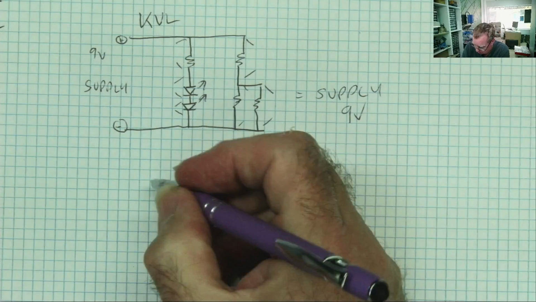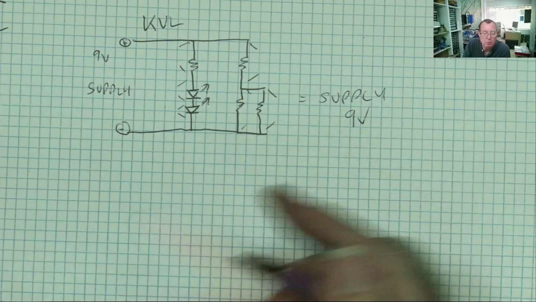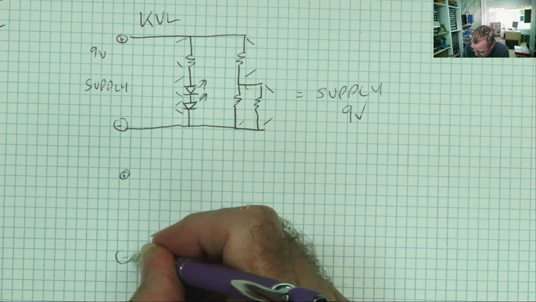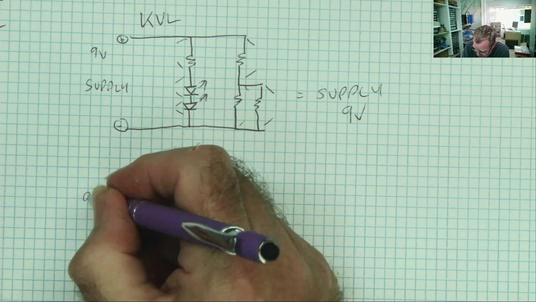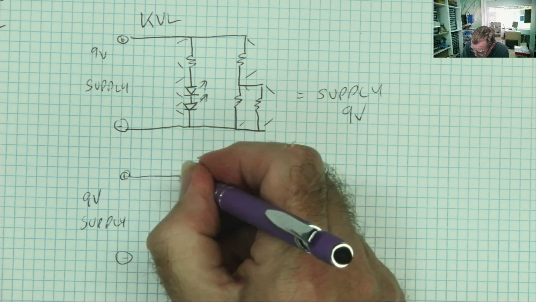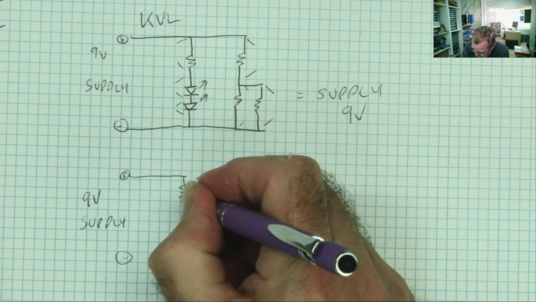Kirchhoff's current law. Well, we can use the same circuit to demonstrate this one as well. 9-volt supply. Let's do it again, a resistor.